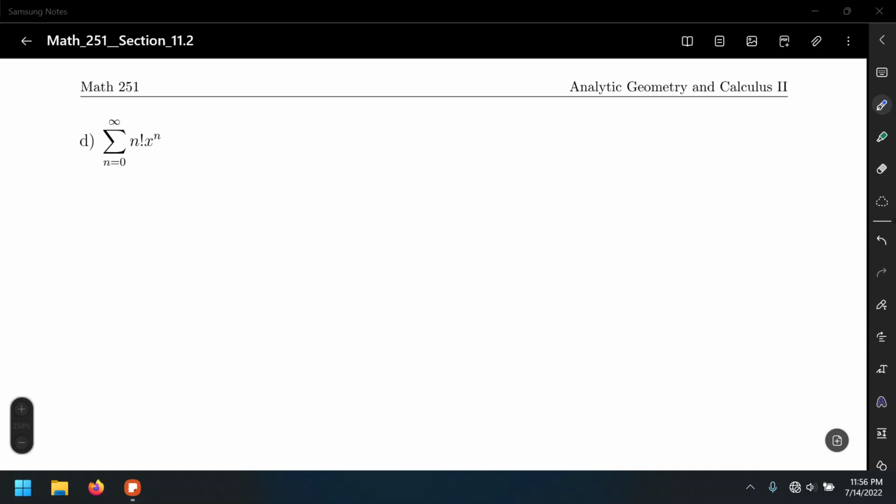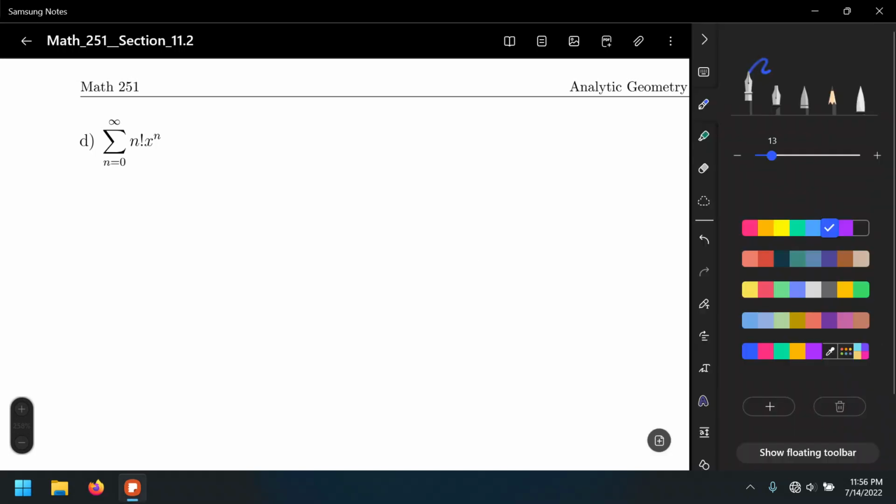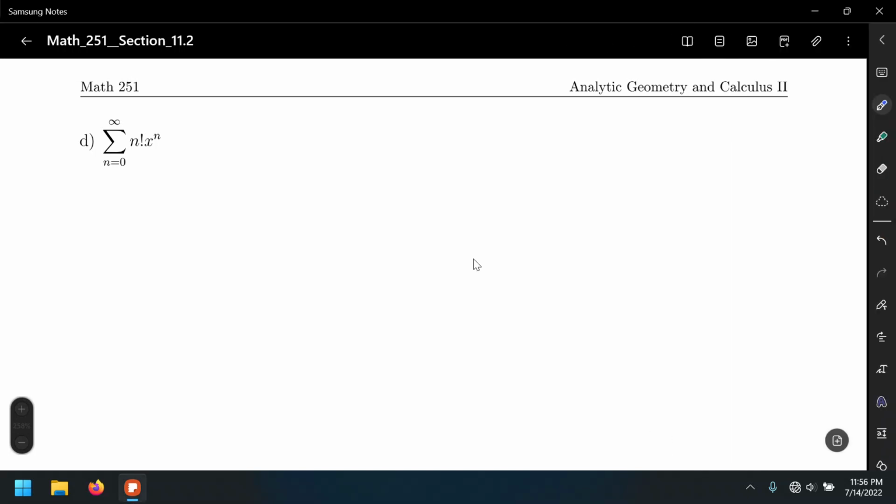Alright, let's have a look at letter D. Sigma n equals 0 to infinity n factorial x to the n. So for this couple of exercises, we're going to go back to the ratio test as opposed to letter C, in which we used the root test instead to simplify work. So let's set it up. That's the limit of a sub n plus 1 over a sub n as n approaches infinity.